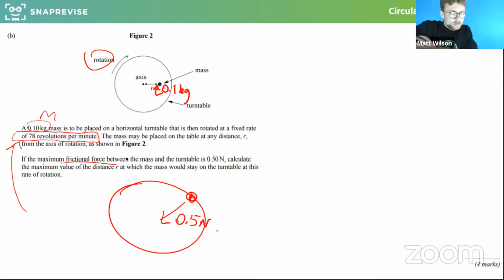So this 78 revolutions per minute is a very interesting quantity. It is the number of times I go round in a minute. That is essentially a frequency. What is a frequency? A frequency is the number of times you go round in a second. So f equals rotations per second.